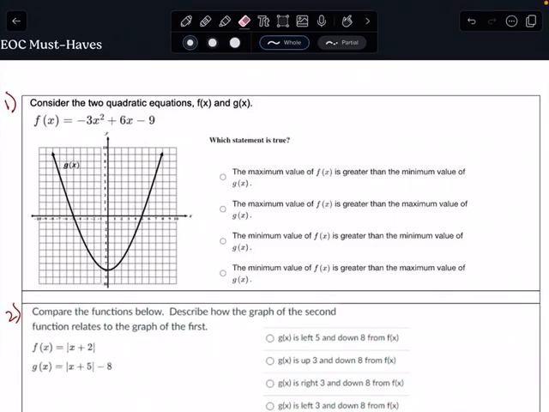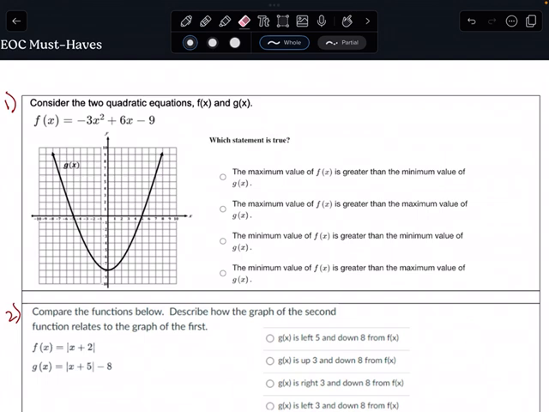We are on page 1 of EOC Must-Haves. Please note that you are going to have to pause this a lot so that you can keep up and work through Desmos with me. Just make sure you have a pencil and Desmos open and that you're ready to go. Make sure you are using North Carolina Desmos also. All right, here we go.